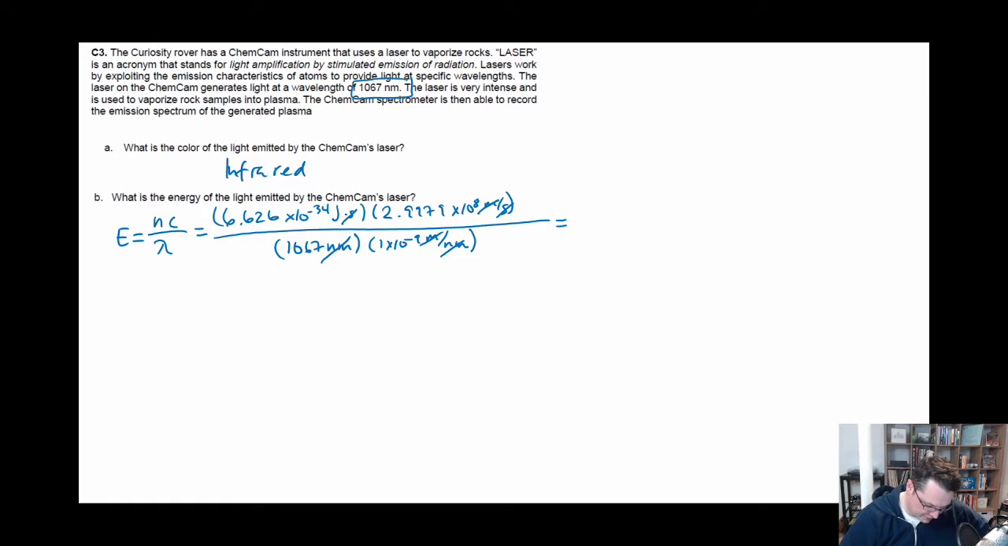So if we plug that into our calculator, 6.626 times 10 to the negative 34 times 2.9979 times 10 to the 8th divided by 1067 times 10 to the negative 9th, you get 1.862 times 10 to the negative 19 joules, which I think is what I have. Yeah, 1.86 times 10 to the negative 19. So that's how you calculate the energy of that light.